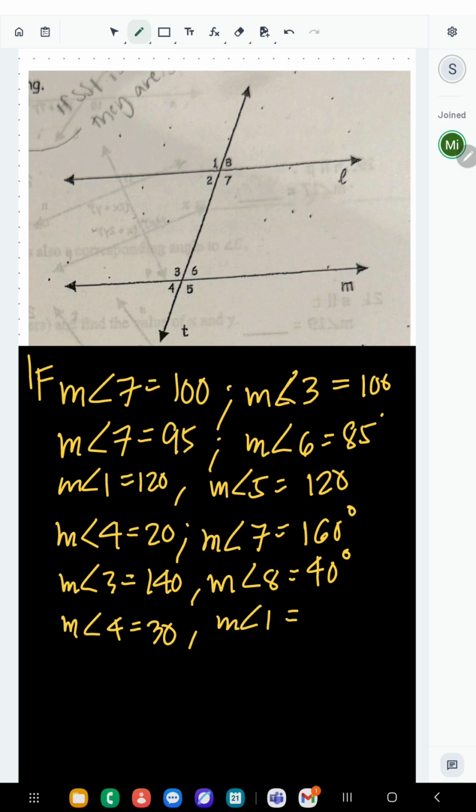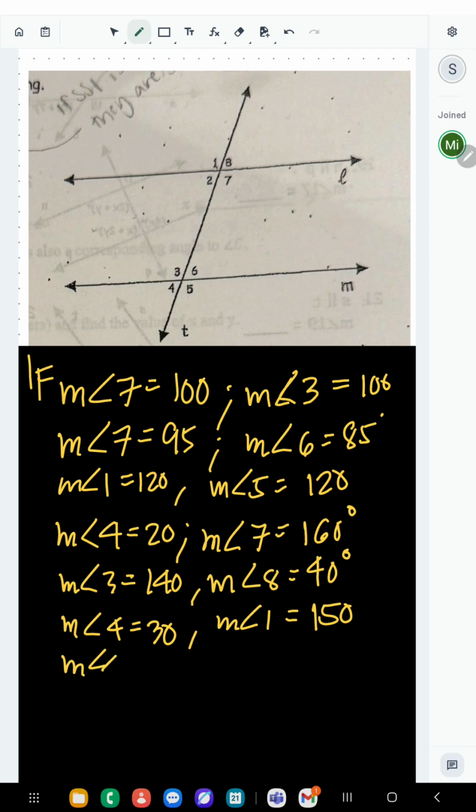So angle 4 is 30, and angle 1. They are exterior angles, but not alternate. So they should add up to 180, right? It's 150. Because angle 3 is 150, right? And then angle 3 is congruent to angle 1. So it's 150. You can also do that.